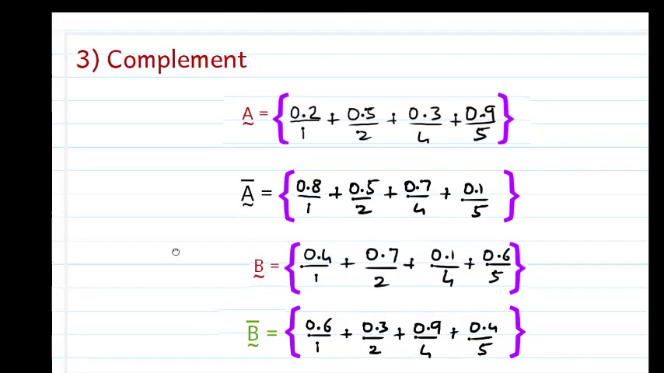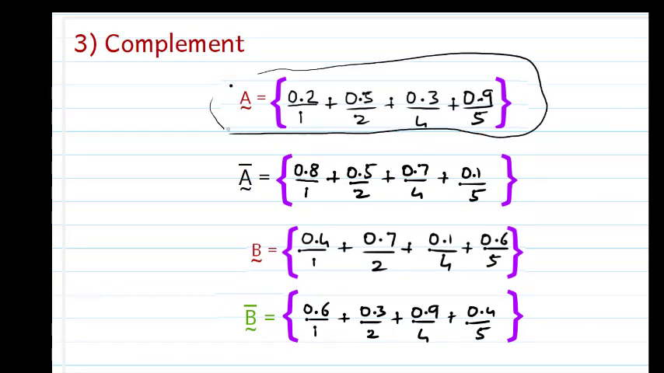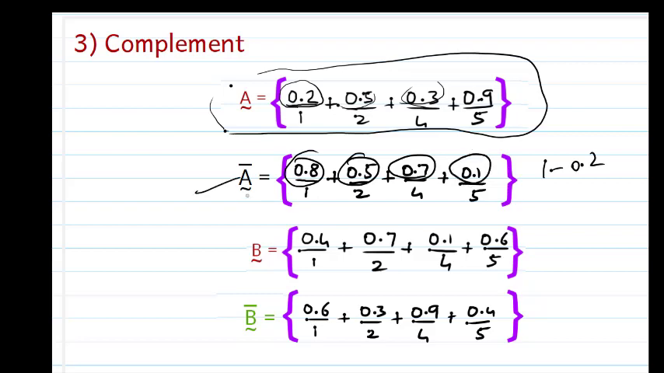Then the complement. I am writing this again, this is the fuzzy set A. Now how do we take the complement of this? We take the first value, 1 minus 0.2 is 0.8, so we write 0.8 here. Then 1 minus 0.5 gives 0.5. 1 minus 0.3 gives 0.7. 1 minus 0.9 gives 0.1. So this is the complement.